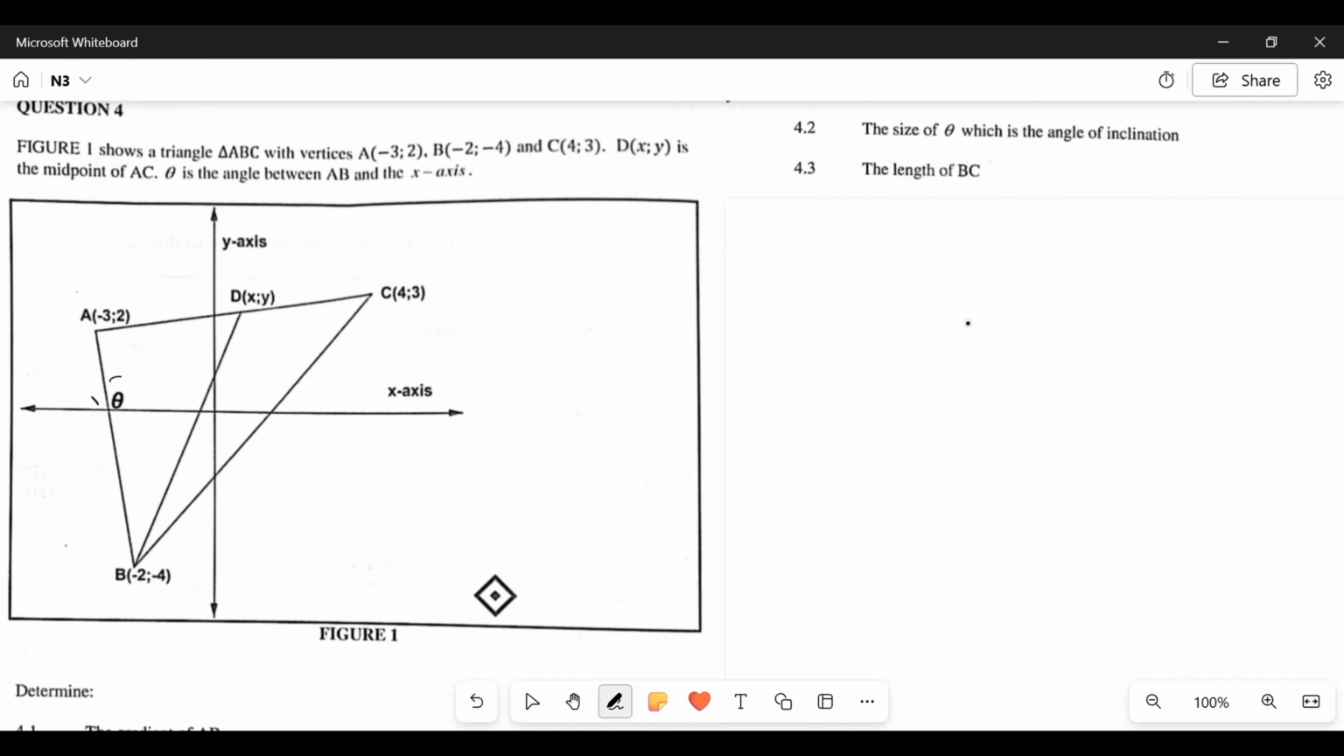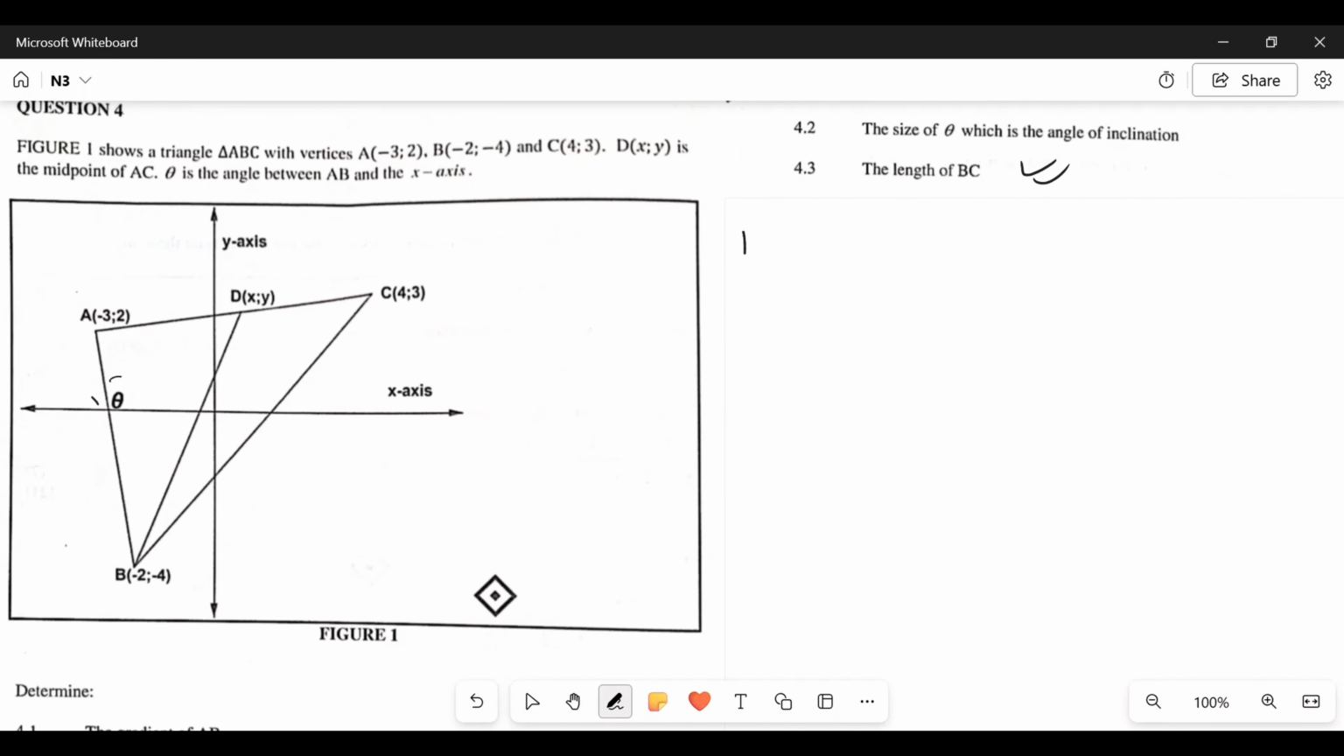Alright guys, here's our question 4.3 there. So they want us to calculate the length of BC. Let's highlight BC first. So here's our BC there, starting from here, going there. So this is the length of BC that they want us to find. It's very simple, guys. There is a formula for that.